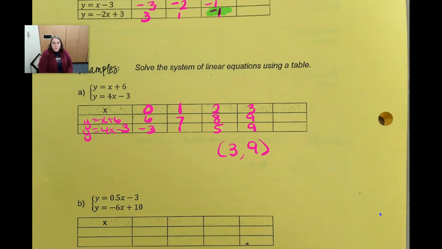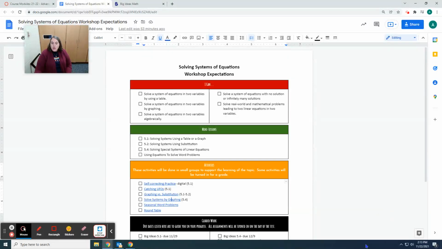You are going to work on 2 of your must-do assignments now. Let me go back to our expectation sheet. You're going to do this self-correcting practice, which is a digital assignment. The link is right here. And then you're going to do this catching UFOs, which is a worksheet, which is available for you in class today. So you need to work on both of those things.